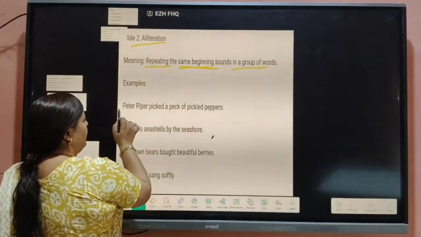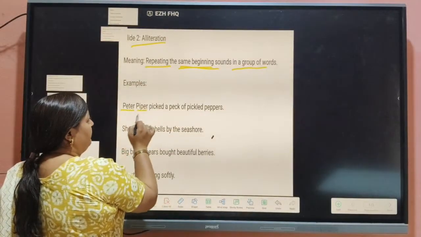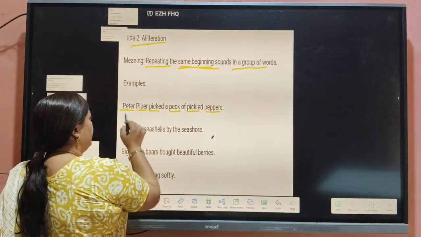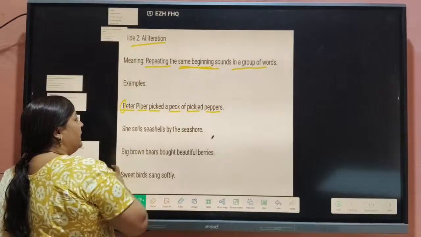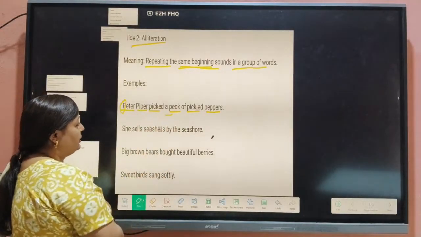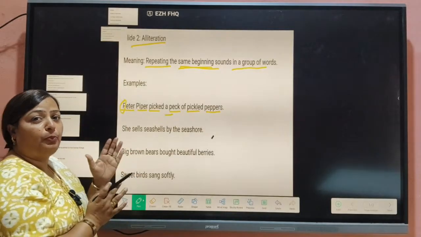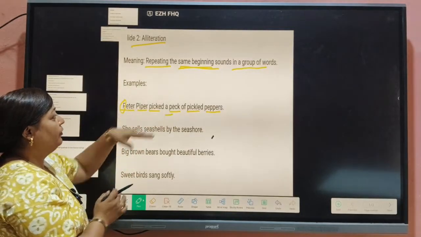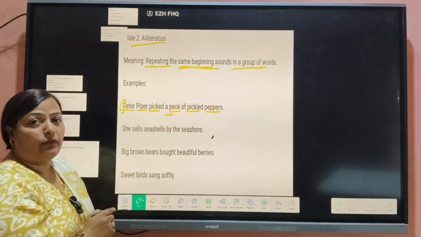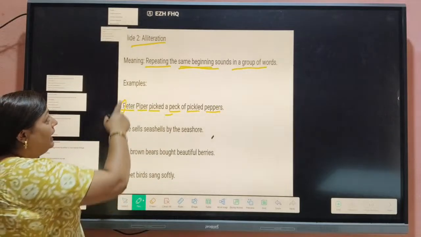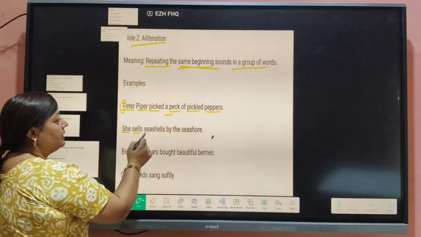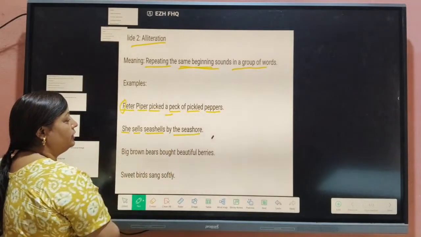For example, Peter Piper picked a peck of pickled peppers. Here the sound P is repeated in the whole line. In this way, here is alliteration. In the same manner, if the poet is using this type of words and repeating the consonant sounds, then there will be alliteration. Here is a second example, she sells seashells by the seashore.